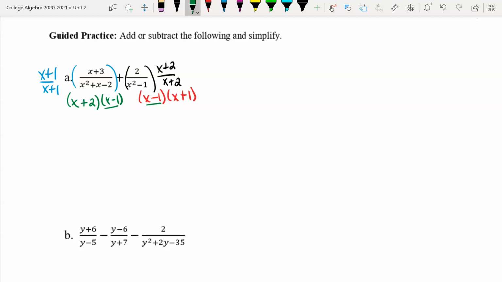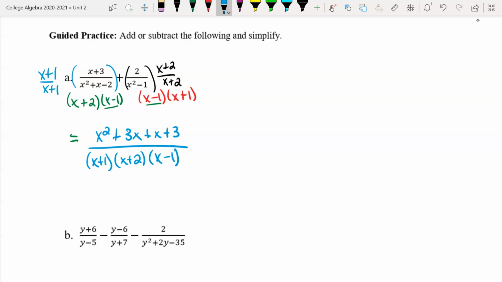Now when you get into really big problems like this, you actually do not have to multiply the denominator. Instead, you can write it as a factored form. So let's multiply the tops. It'd be x squared plus 3x plus x plus 3 over, and here's what I mean, I could do x plus 1, x plus 2, x minus 1, all in their own individual parentheses, plus 2x plus 4 over x plus 1, x minus 1, x plus 2.